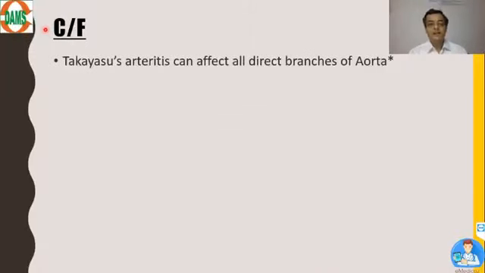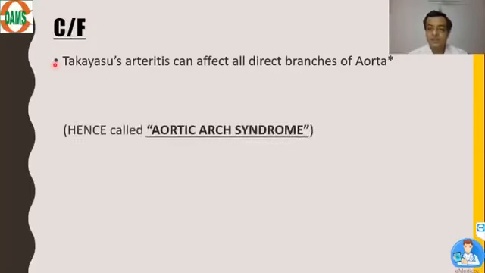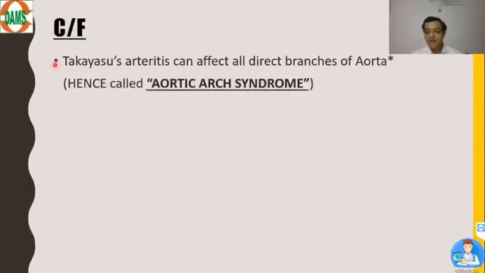Clinical features, again remember, are based on the artery affected. So Takayasu's arteritis can affect all direct branches of the aorta. That is why the new name, aortic arch syndrome. Hence it is called aortic arch syndrome.